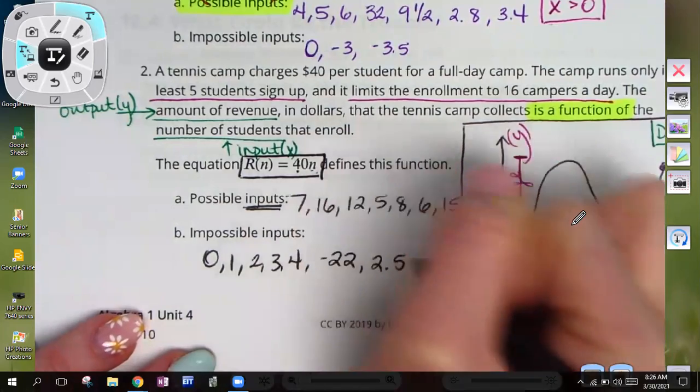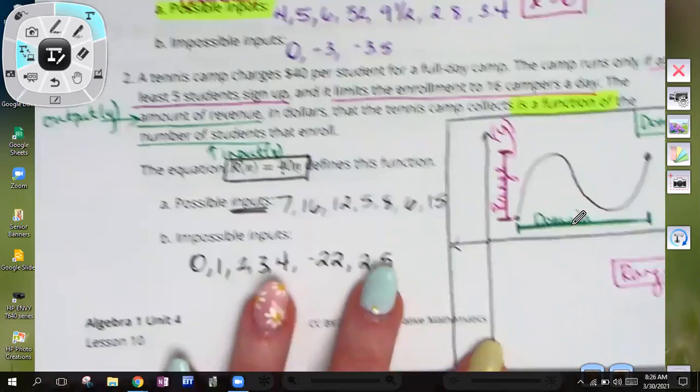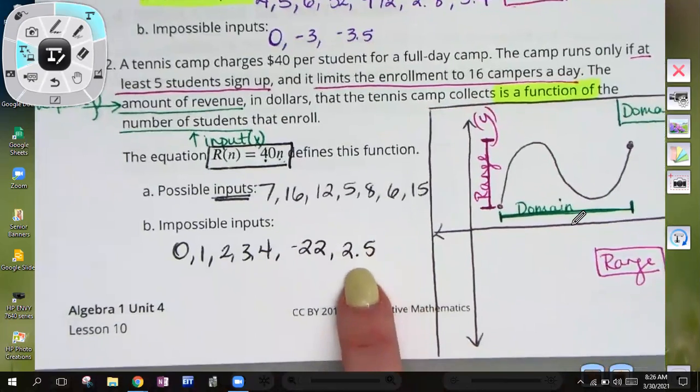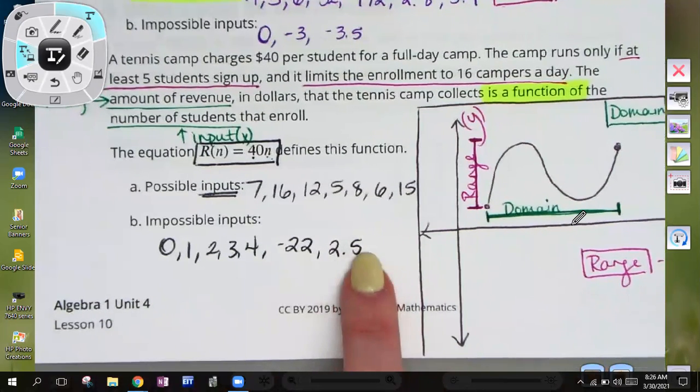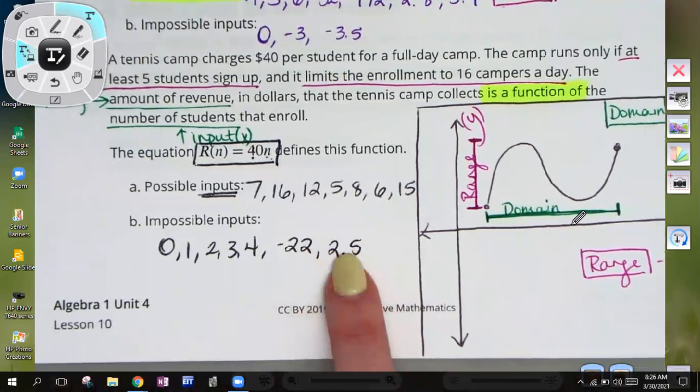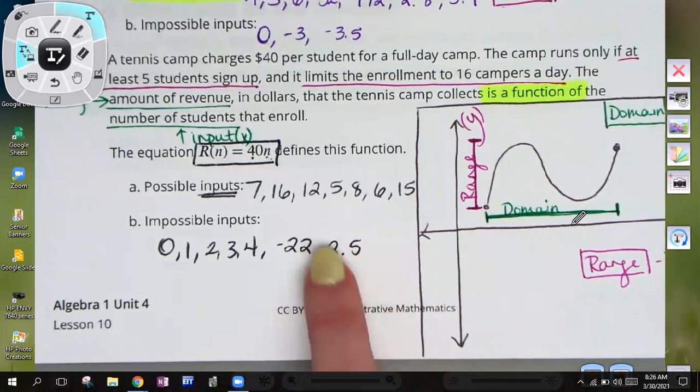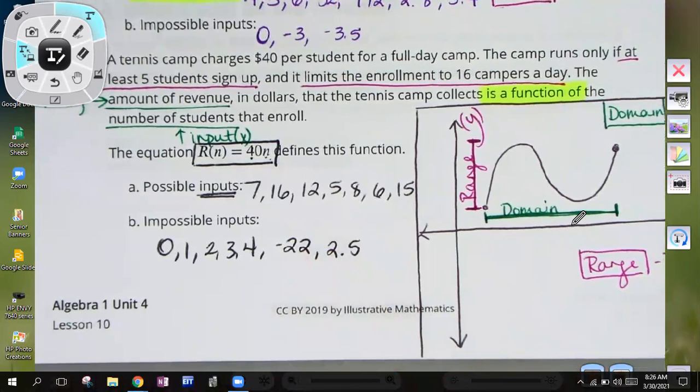I like that one because I know that's impossible, but it's wrong for two reasons. One reason is why? Taking half a student. You can't have half of a student. If you really want to, you probably could, split it down the middle. But you can't have 2.5 kids. And we can also not take less than 5. So that one was a good one. I like it because it was wrong for two reasons.